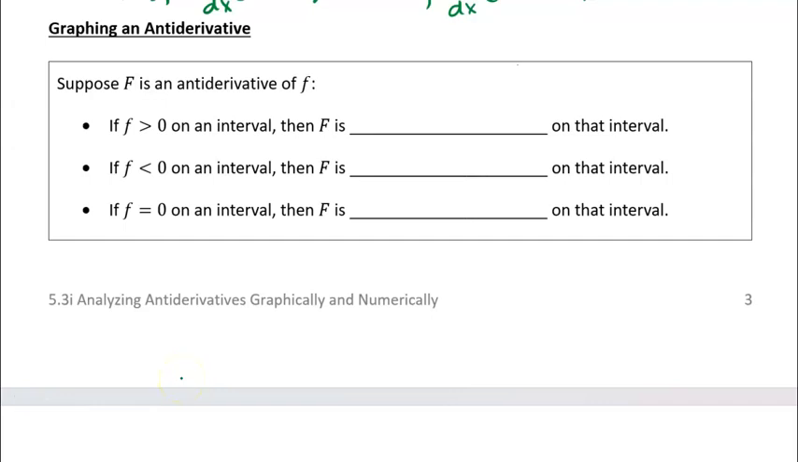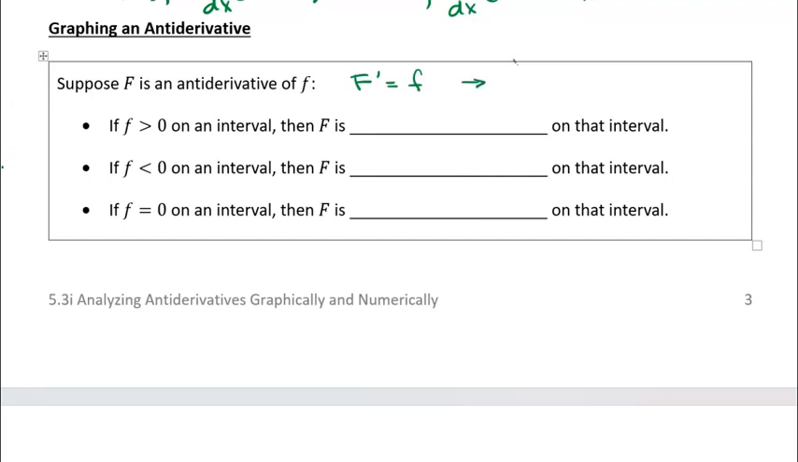In the next example, we're going to construct an antiderivative graphically. But before we do that, let's step back and think about what a function tells us about its antiderivative. If we have a function capital F, and we know that it's the antiderivative of lowercase f, that means if I take the derivative of the antiderivative, I should get the function back. So capital F prime is equal to lowercase f.